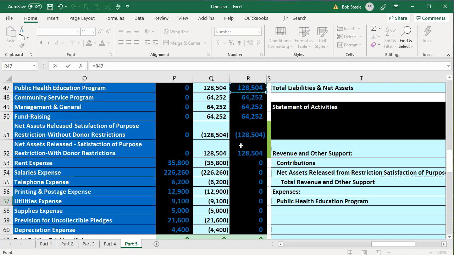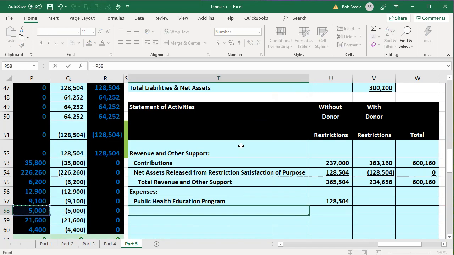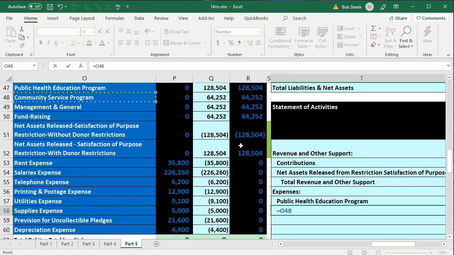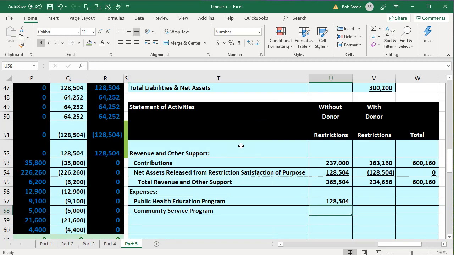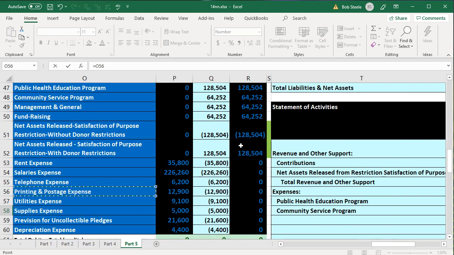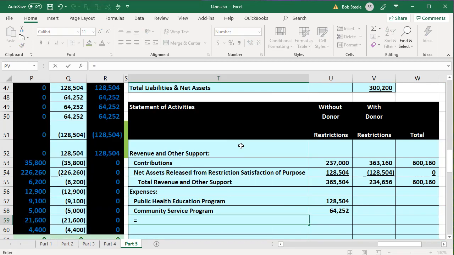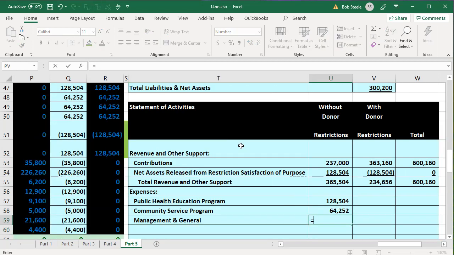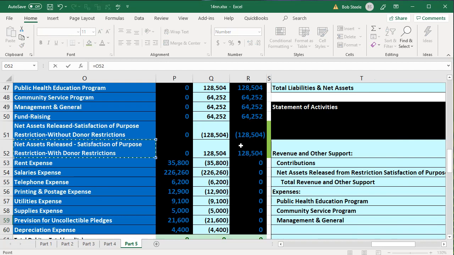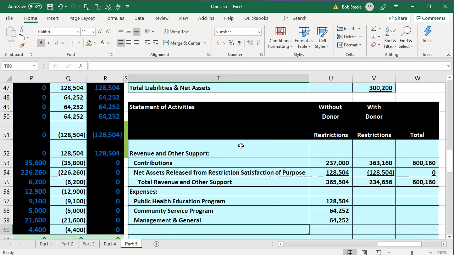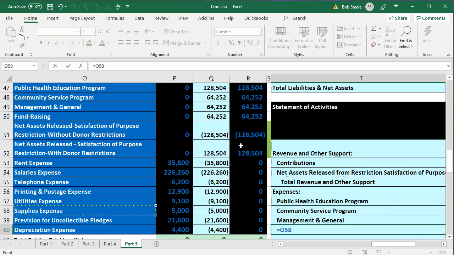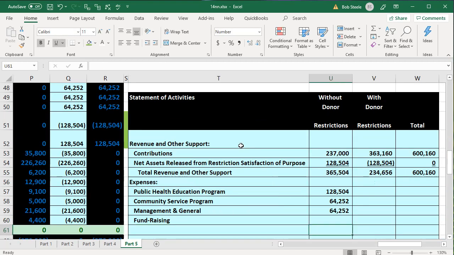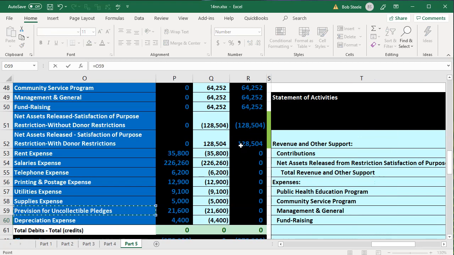So that's the 128,504. Next, we're going to have the one right underneath it, and that's going to be the community services. So community service, and this is going to be equal to, we'll scroll up to the community service program. And then next, we're going to have the one underneath that, which is going to be the management and general. And we'll pick up the number for that one as well, the management and general. And then the next one is going to be the fundraising. Fundraising. Going to raise funds. And that'll be this item.